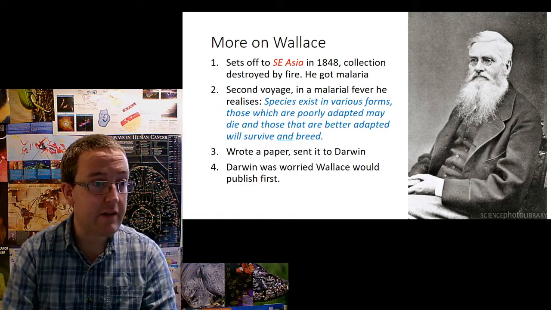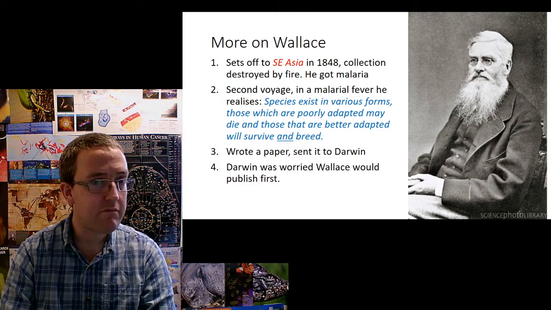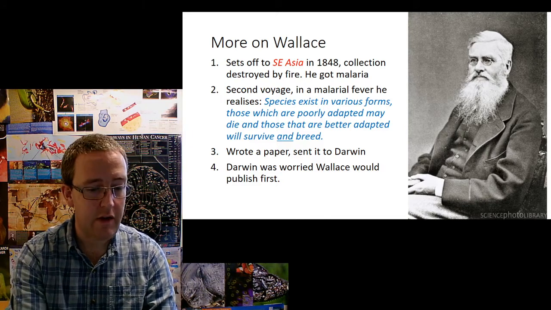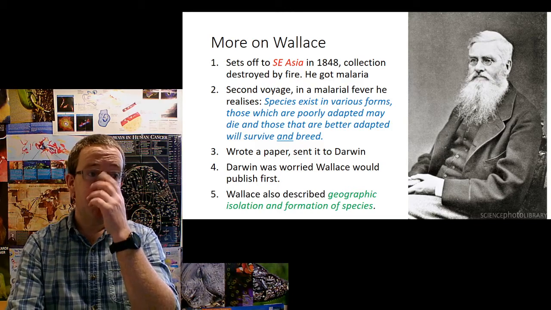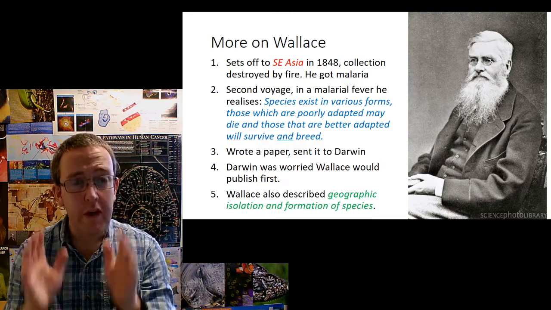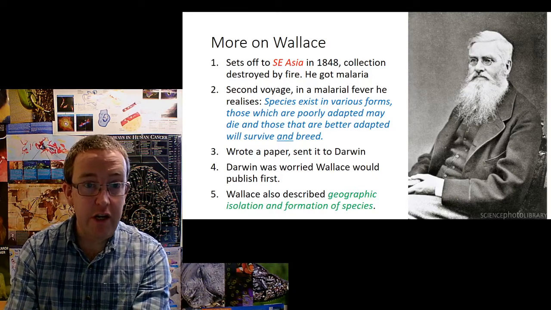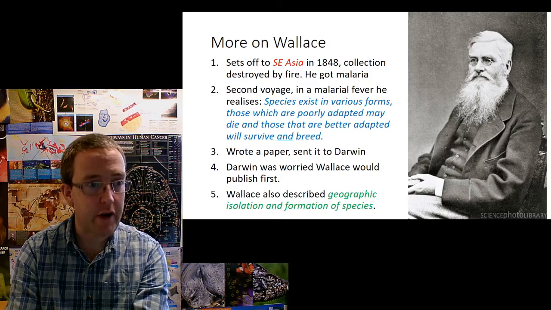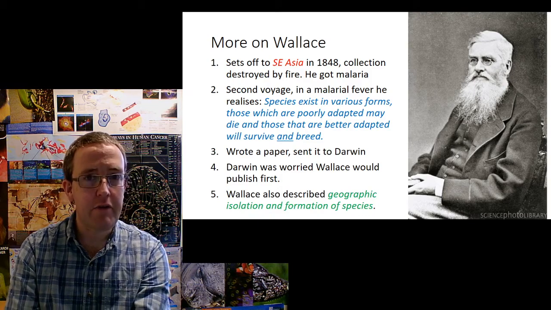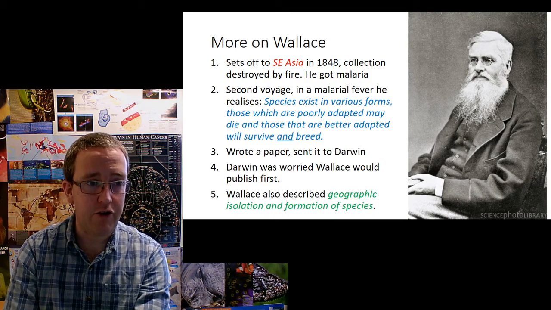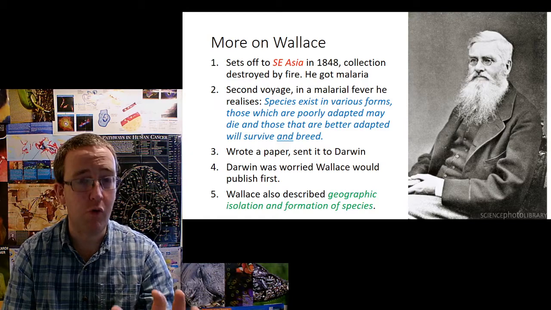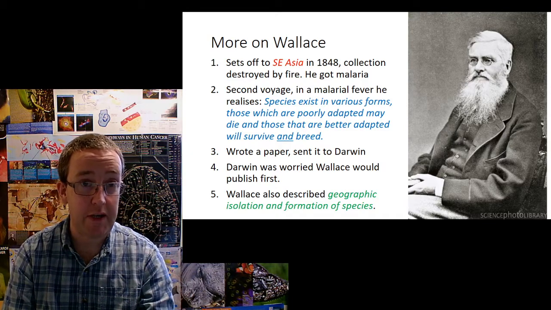And basically, the Linnaean Society kind of went, yeah, whatever, as we discussed in the last video. But what was interesting, Wallace also described this idea of speciation, geographical isolation, because he was going from island to island to island to island, this idea of geographical isolation being the sort of driving force behind the formation of species.